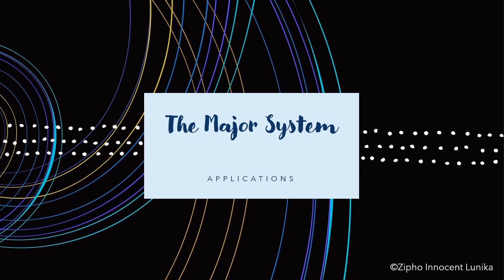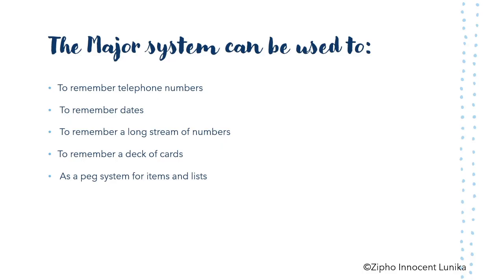So let's look at some applications now. The major system can be used to remember telephone numbers, to remember dates, historic dates or future dates, to remember a long stream of numbers, to remember a deck of cards, as a peg system for items in this, as was demonstrated earlier.